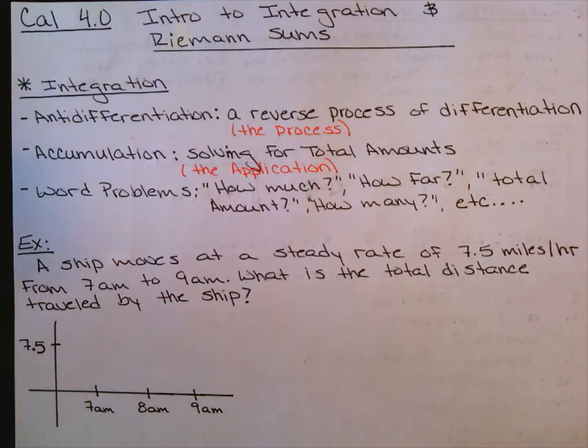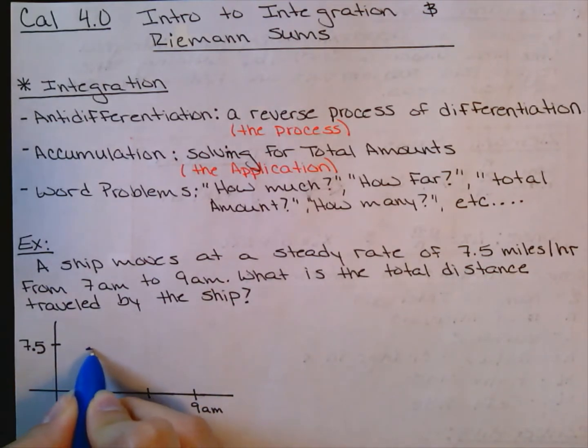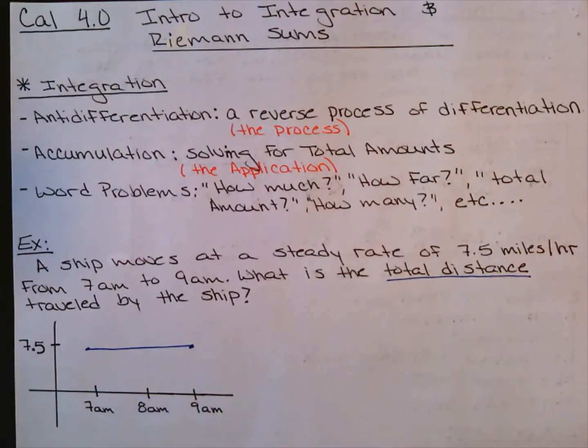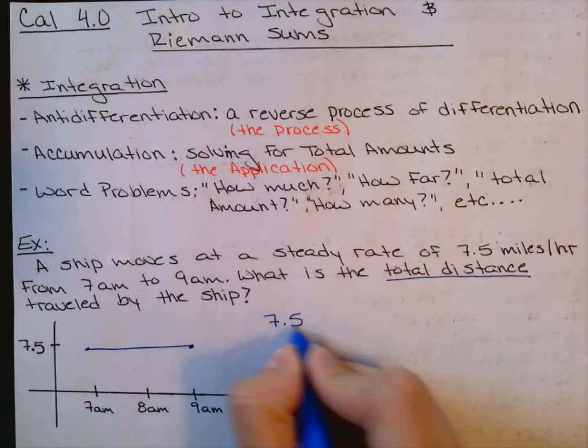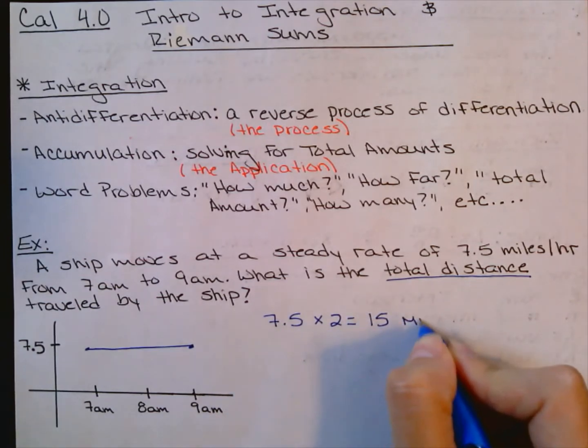So let's look at just this very elementary level question just to connect the dots with the concept. It says a ship moves at a steady rate of 7.5 miles per hour from 7 a.m. all the way to 9 a.m. So this boat only went 7.5 miles each hour from 7 to 9. What is the total distance traveled by this ship? Well, if he went 7.5 miles for 1 hour and then for a second, we could just multiply 7.5 times those 2 hours, and we get that he traveled a total of 15 miles.